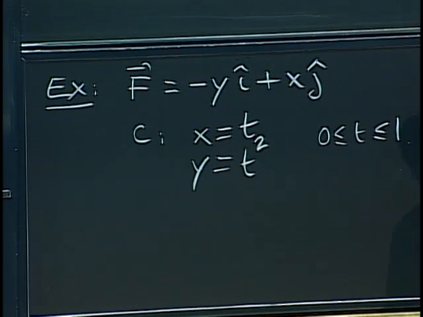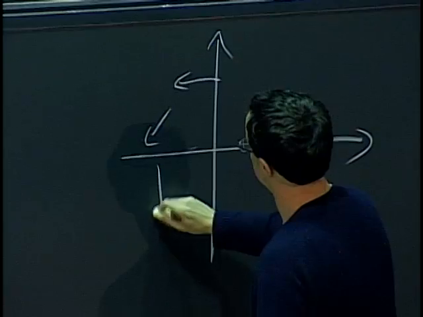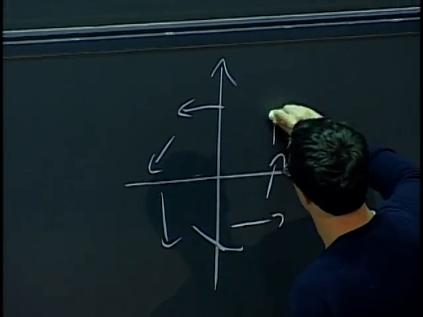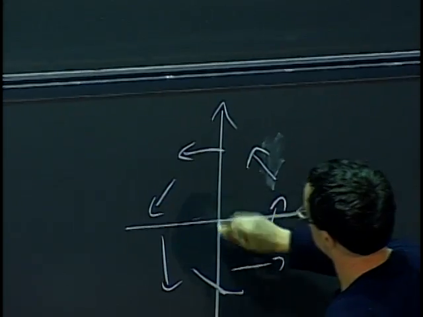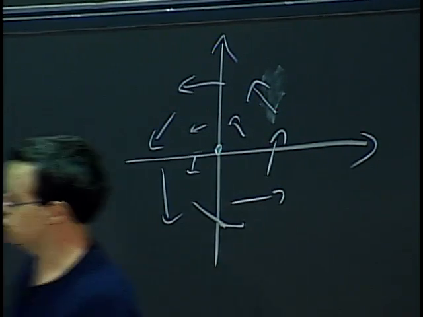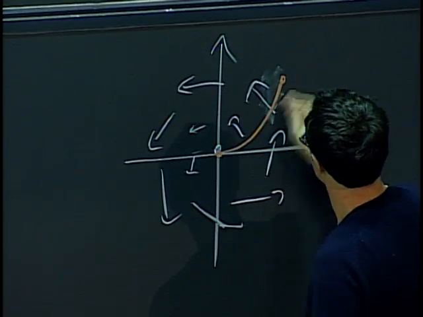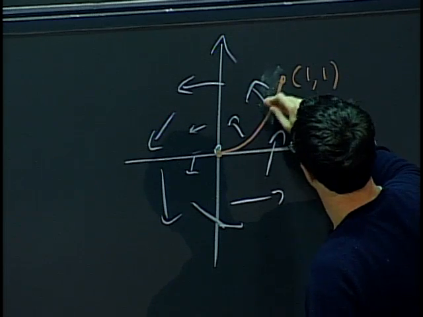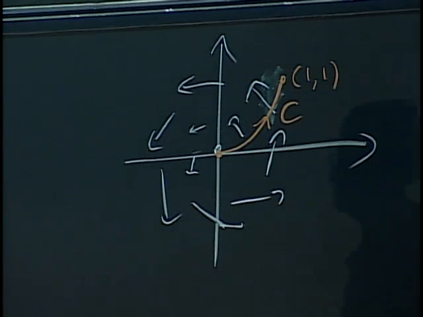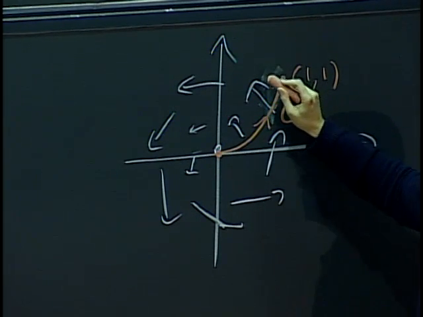Okay, so what that looks like, well, maybe I should draw a new picture. Our vector field, and our trajectory: if you try to plot this, y is actually x squared, so it's a piece of parabola that goes from the origin to (1, 1). That's what our curve looks like. So we're trying to find the work done by our force along this trajectory.